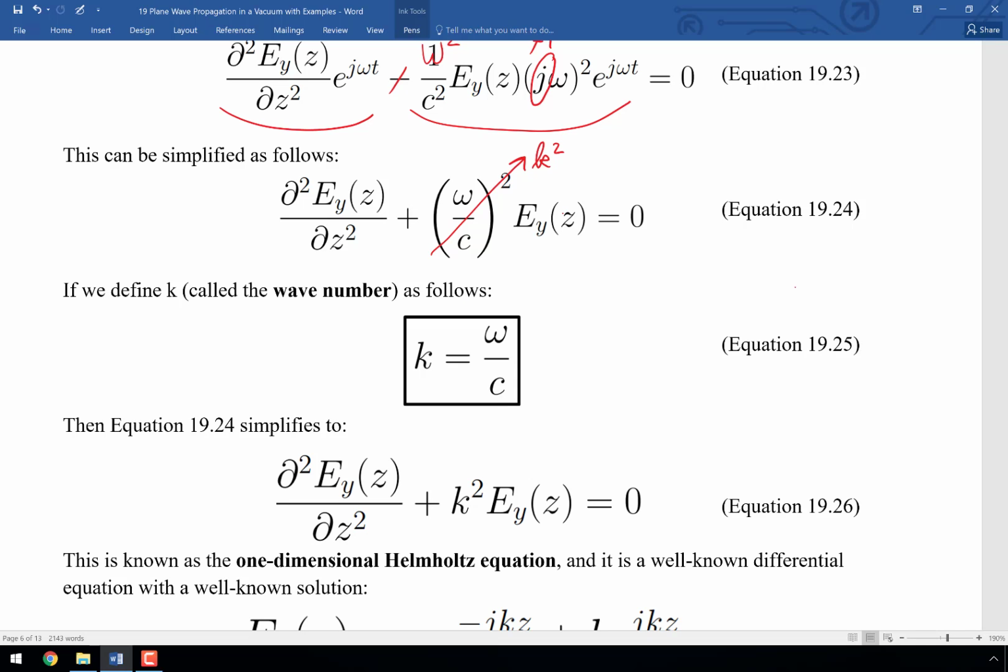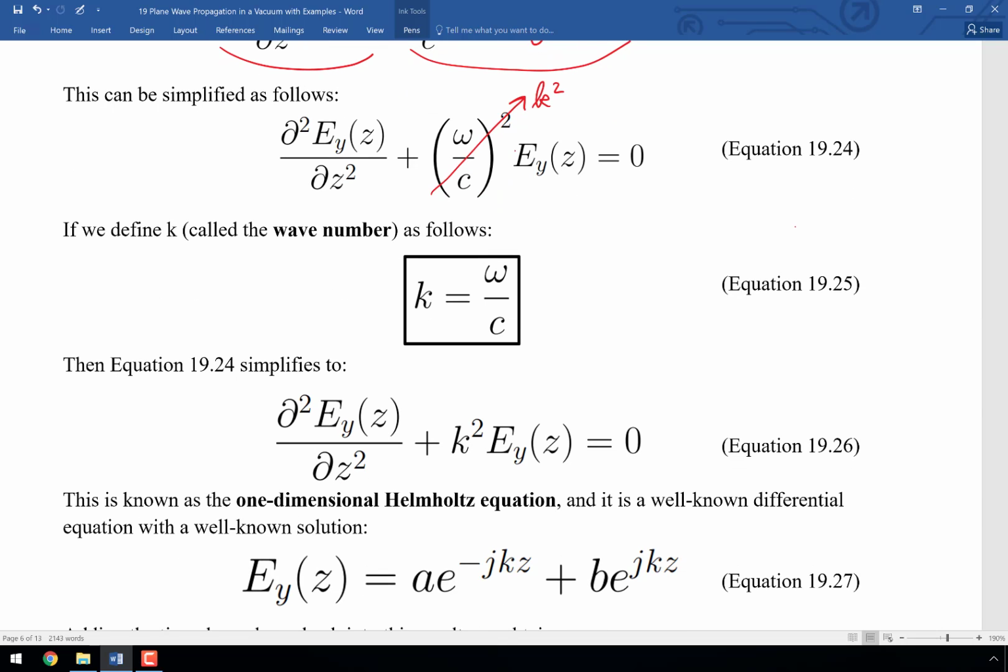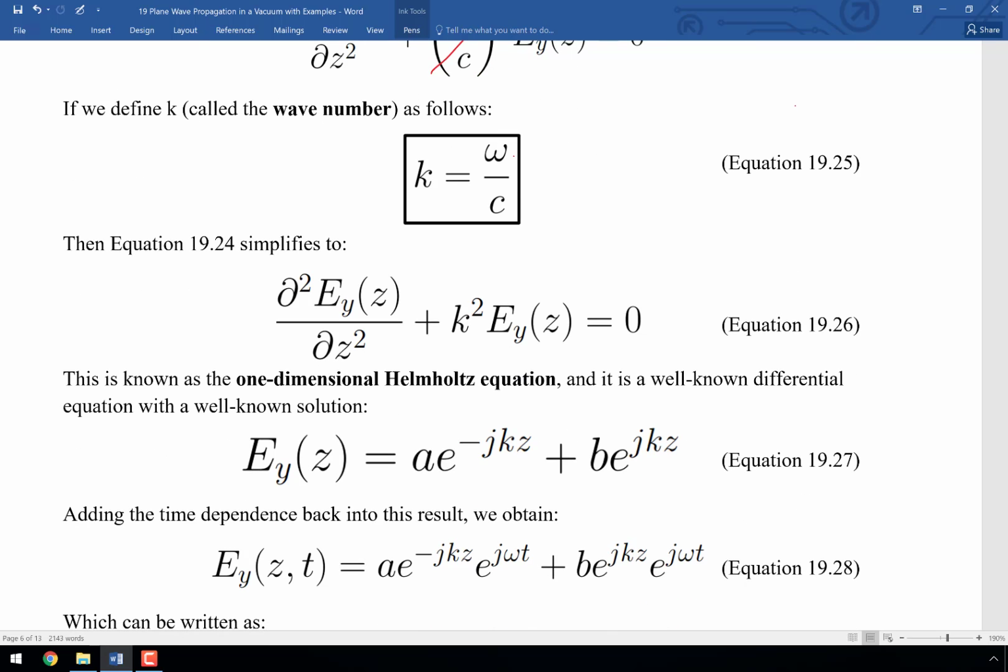Helmholtz almost made it as the historical perspective for today. I would encourage you to look up Professor Helmholtz. But the Helmholtz equation is a well-known differential equation, and it has a well-known solution. And that is a e to the minus jkz plus b e to the jkz. So there's a negative exponent and there's a positive exponent.